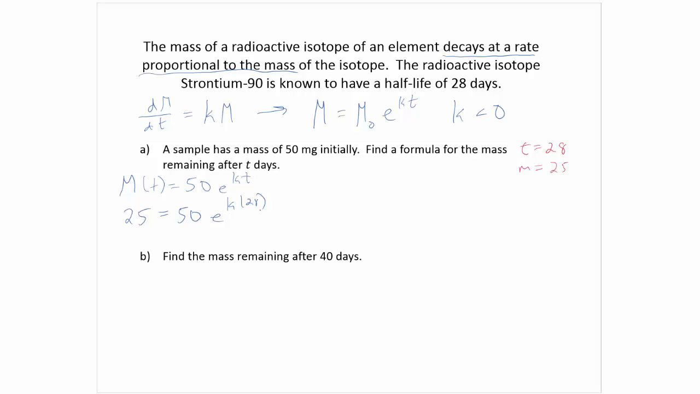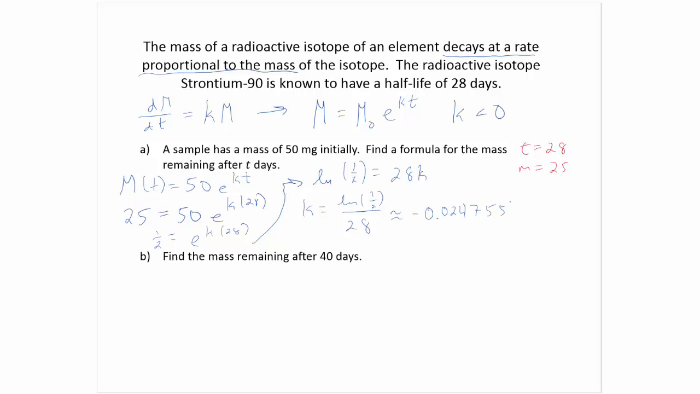Dividing through by 50, 25 divided by 50 is 1/2. Amazing. We're talking about a half-life, and we get a half somewhere in the model. Applying the natural log, natural log of 1/2 is equal to 28k. Divide through by 28, and k is equal to the natural log of 1/2 over 28. Calculating that, I find that to be approximately negative 0.024755.